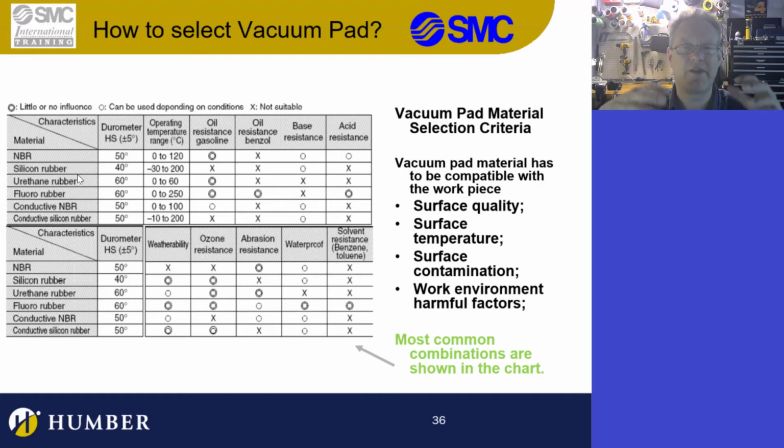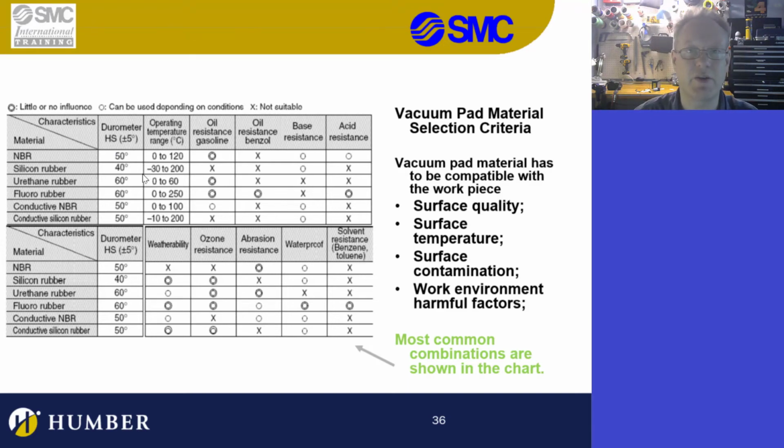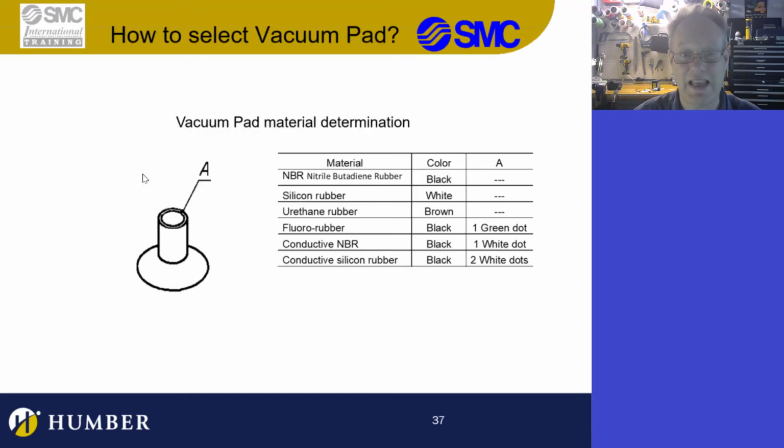Also, the material that the vacuum pad itself is made of can be really supple, or it can be really rigid. So those materials are all dependent on the application. There's a chart here of characteristics of these materials that we can use. Let's take a look at an example of some of these things. We've got the different types: nitrile rubber, silicone rubber, urethane rubber, fluoro rubber, conductive rubber, and all of these others, and then we have silicone.